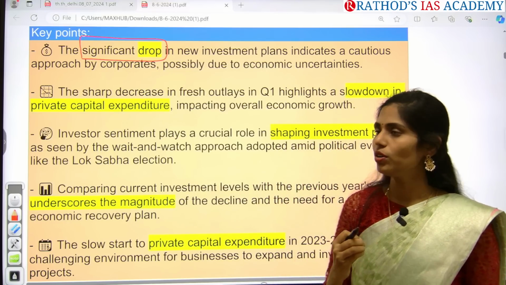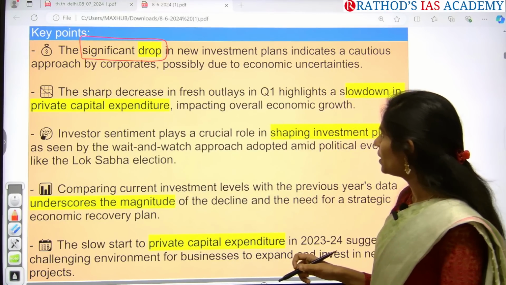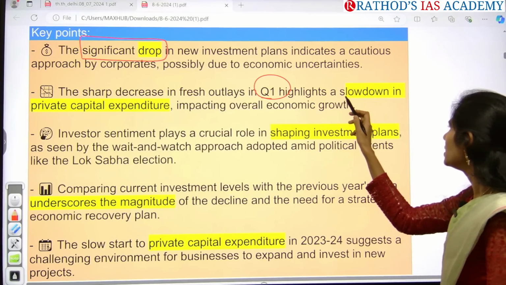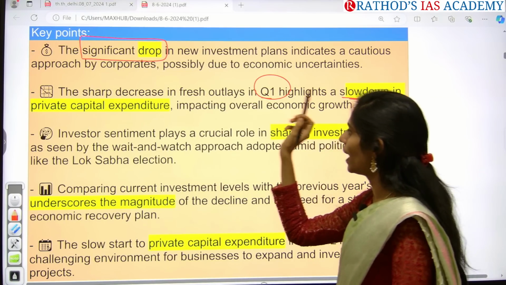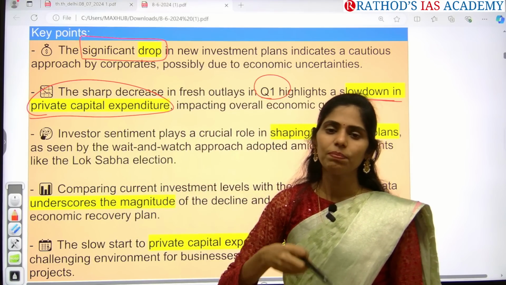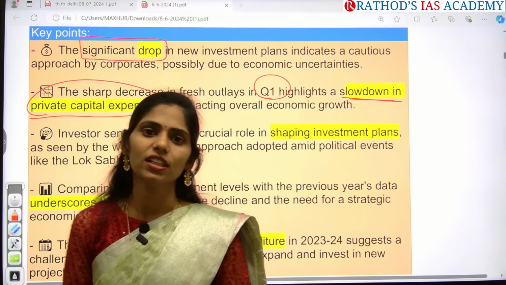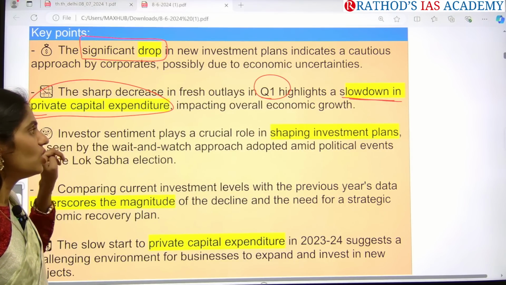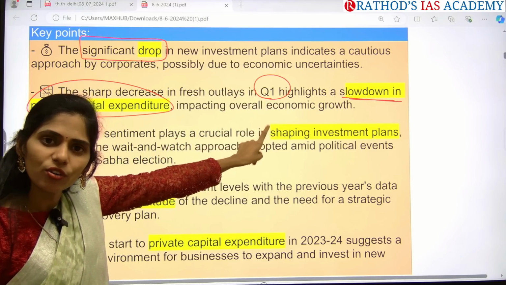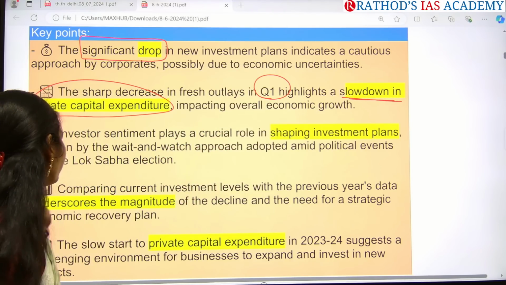That is the second point we can understand. And next one is, even in this Q1, it is also highlighting that there is a slowdown in private capital expenditure. Even the expenditure of these private people is decreasing, especially in asset creation. So because of this, what happened? It will have an impact on our overall economic growth.